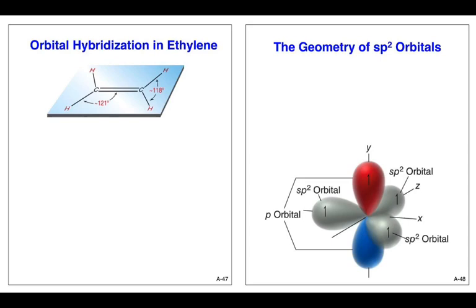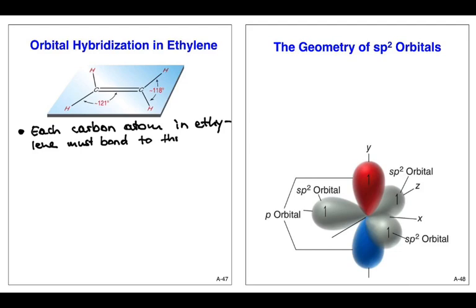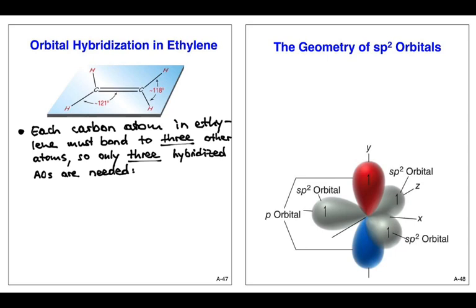C2H4. Here in ethylene, we see that each carbon atom makes 3 equivalent bonds. Right, so we have trigonal planar carbon atoms with 3 bonds. That means we must only generate 3 hybridized atomic orbitals. So let's see how we do that.